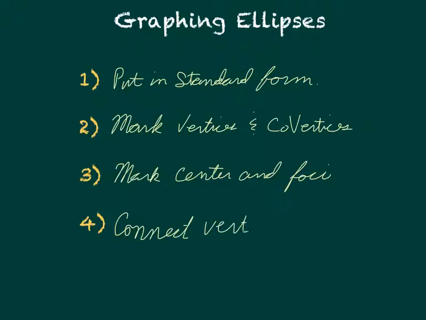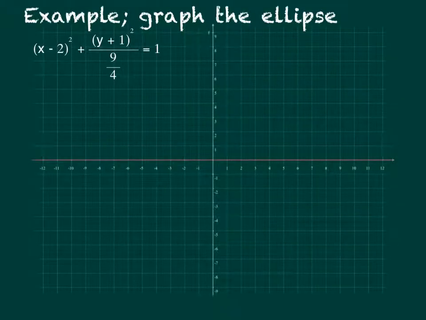And these would be the vertices and the co-vertices. So those are the dots you connect, and then it should make an ellipse. In this first example, we want to graph the ellipse.